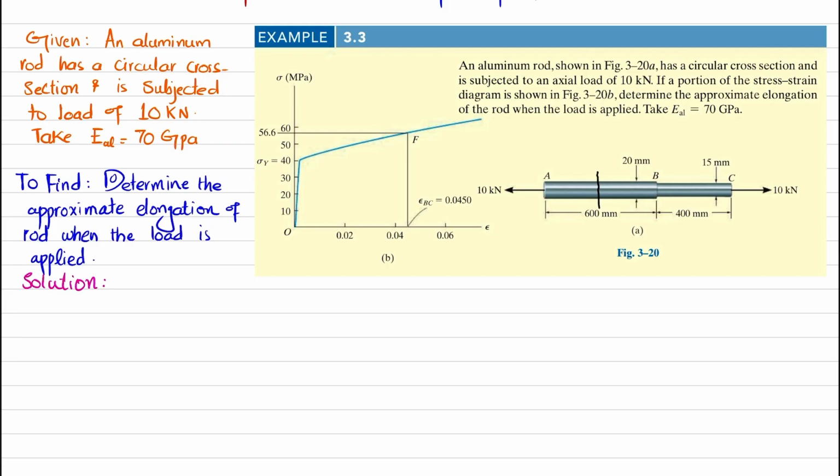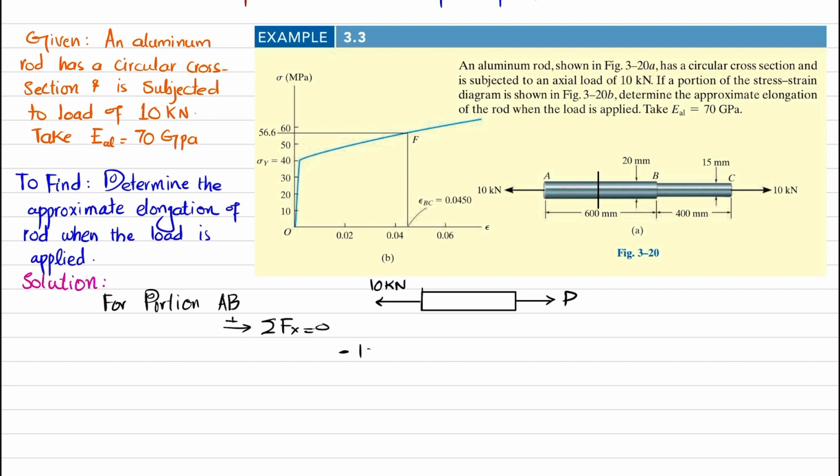So I will cut the portion AB. For portion AB, if I draw the free body diagram, this is the rod. At this point we have the 10 kilonewton load. Clear? So here what will be the load? Let this load be P. By using the equation of equilibrium, the sum of all forces along the x direction must be equal to 0, and force toward the right is taken as positive. So minus 10 kilonewton plus P is equal to 0. From here you will find that P will be equal to 10 kilonewton.